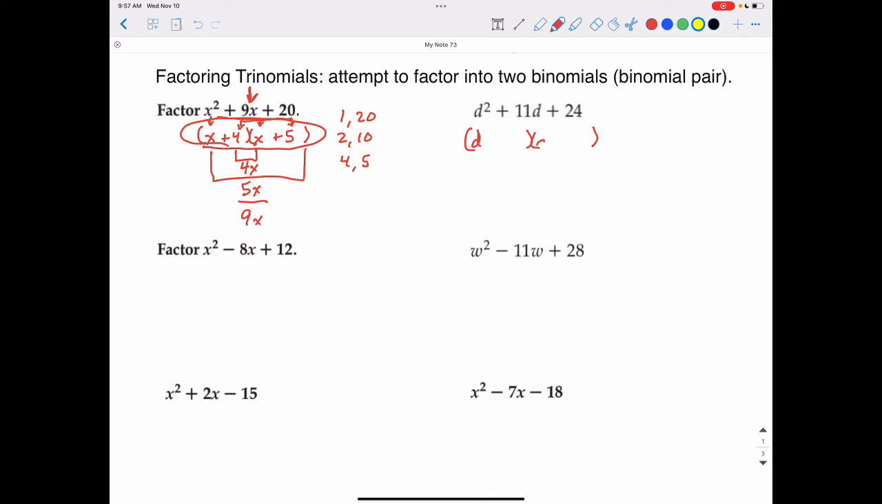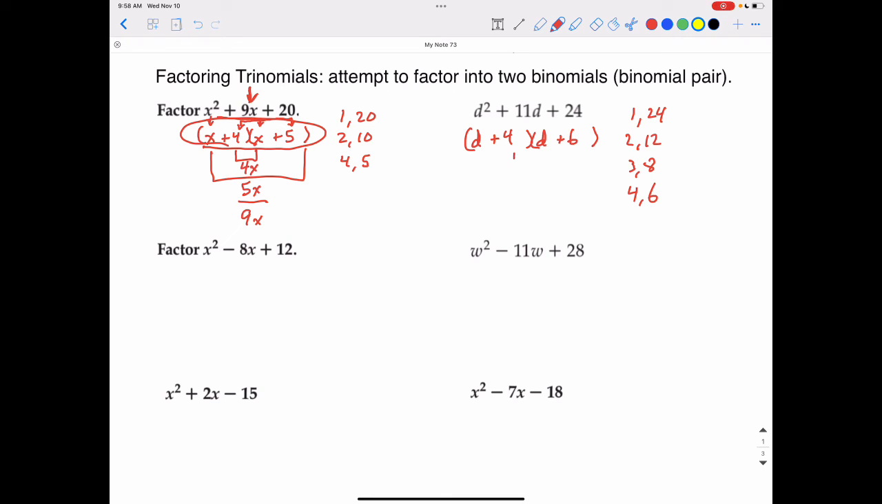d squared, the only way to split up d squared is d and d. We need two numbers that multiply to be positive 24, but add to be 11. So numbers that multiply to be positive 24, well, there's 1 and 24, there's 2 and 12, there's 3 and 8, there's 4 and 6. So let's say we wanted to try 4 and 6, so let's put a plus 4 and a plus 6.